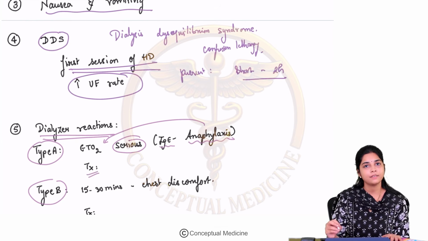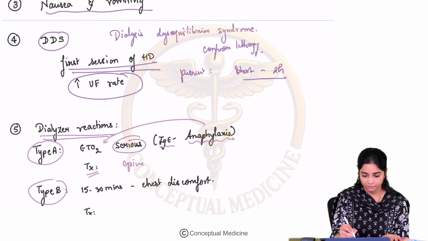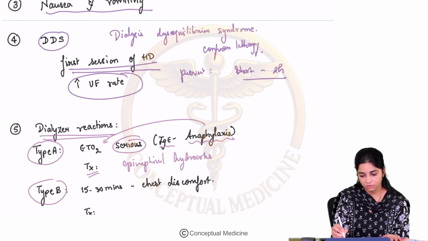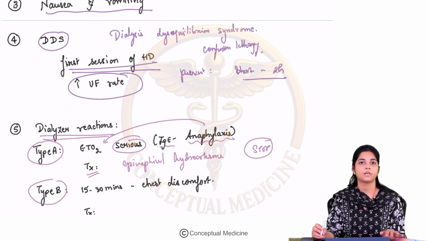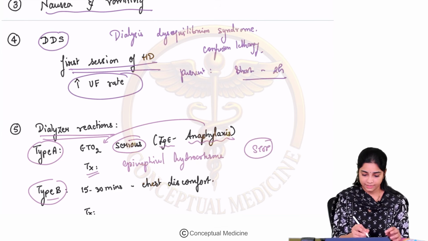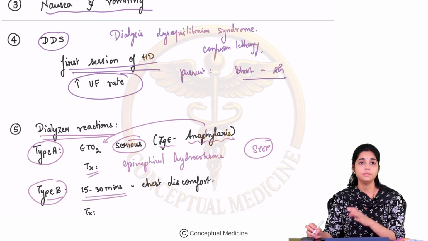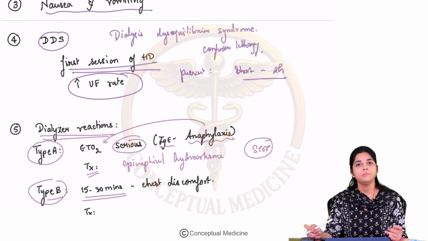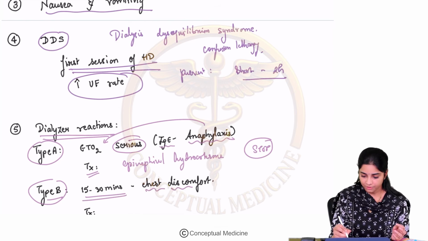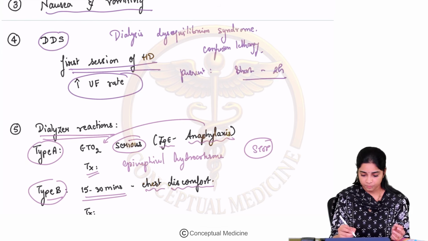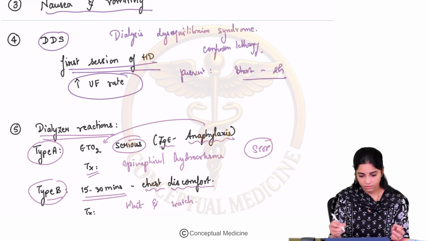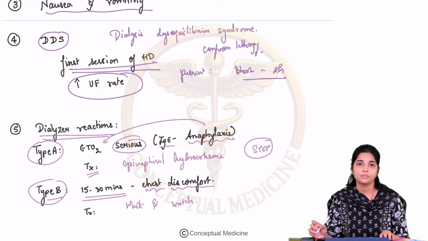So the treatment is like treatment of anaphylaxis. You give them epinephrine and you give them hydrocortisone. And in these situations you have to stop the dialysis. Then type B dialyzer reaction basically occurs 15 to 30 minutes into the dialysis. It is characterized by predominantly only chest discomfort. So the treatment is wait and watch. Okay.